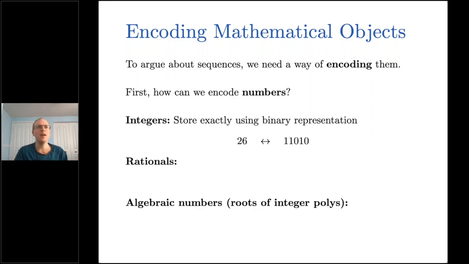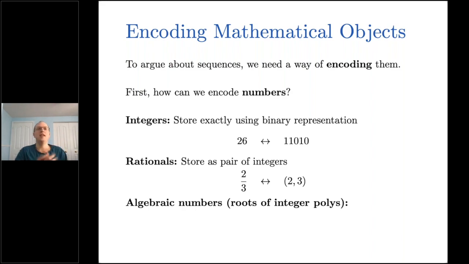Right? A rational number is a pair of integers. So I can store a rational number as its numerator and denominator, and then each of these I can encode in binary. And if I want to add rational numbers or multiply them, then I can manipulate these pairs of integers and update and do everything I need to.